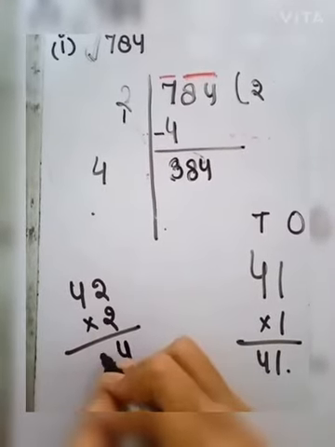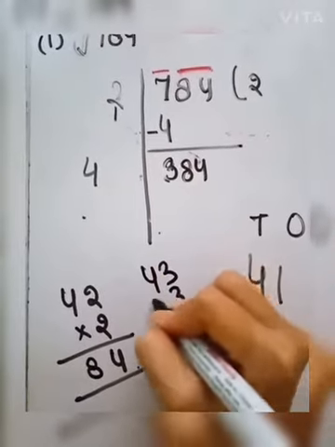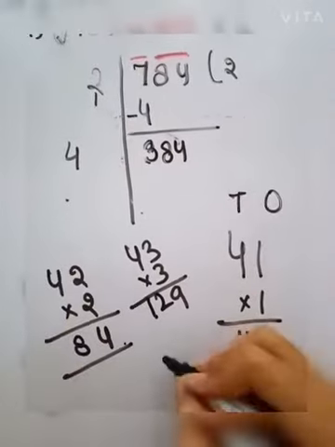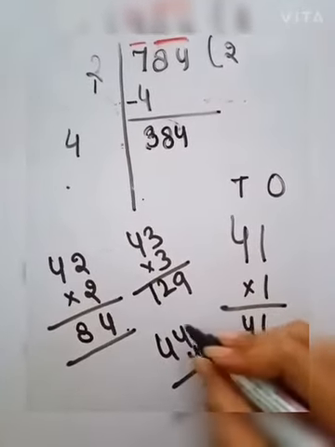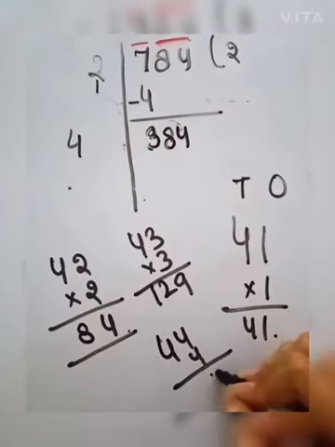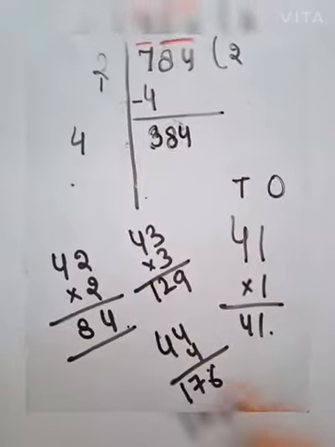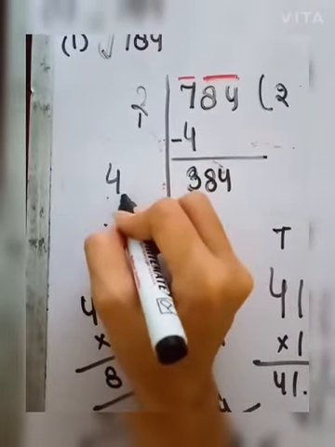4, 2 4s are 8. 43 into 3, 3 3s are 9, 3 4s are 12. It is not close to it. 44 into 4, 4 4s are 16, 4 4s are 16 and 176. It is not close. Here you have to think of a number, at tens it will stay 4.